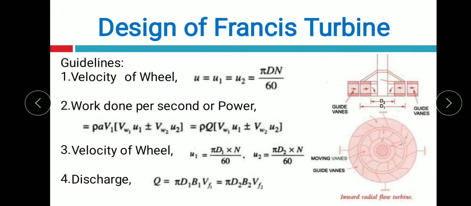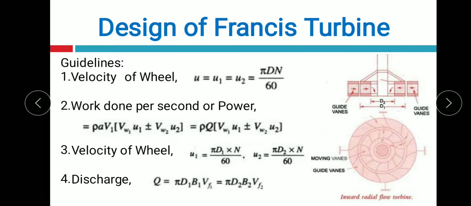Coming to the next one, these are the design factors you must consider for Francis turbine. The first one is the velocity of wheel, which remains the same: u = u1 = u2 = πDN/60. The work done per second or power is equal to ρ a v1 (vw1 u1 ± vw2 u2). a v1 is nothing but discharge Q, so power is ρQ(vw1 u1 ± vw2 u2). Velocity of wheel: u1 = πD1N/60, u2 = πD2N/60. Discharge Q = πD1 b1 vf1, which is equal to πD2 b2 vf2.